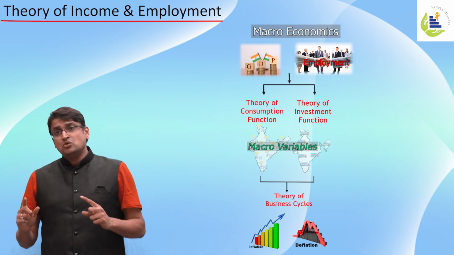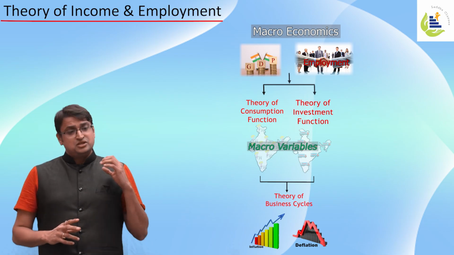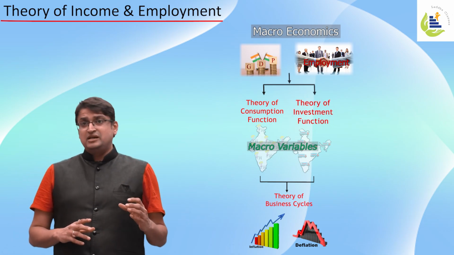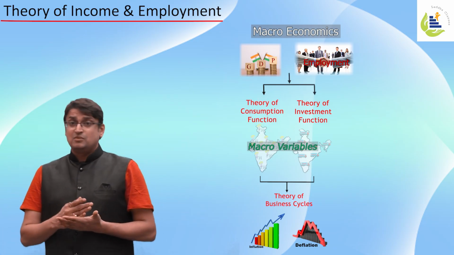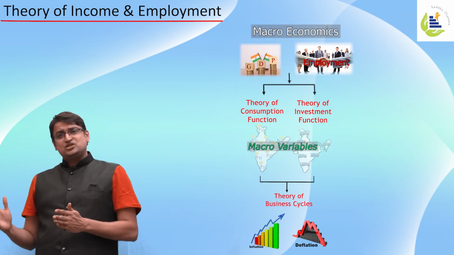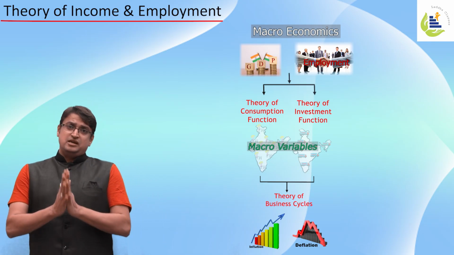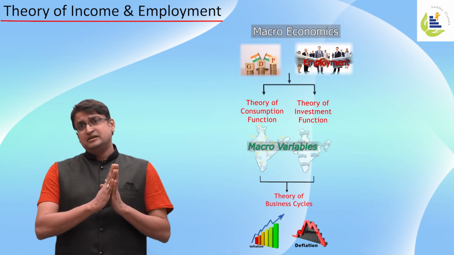But in order to know the national income and employment level, one must understand the theory of investment and theory of consumption. That is aggregate demand, aggregate supply, aggregate investment, which automatically gives you natural insight into the theory of fluctuation, that is business cycles, inflation and depression.